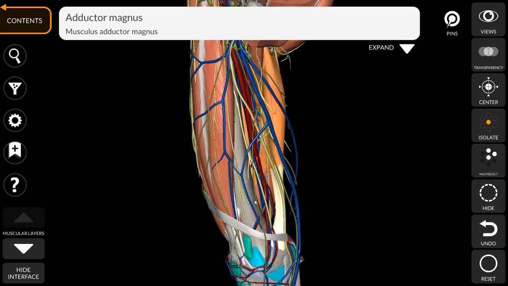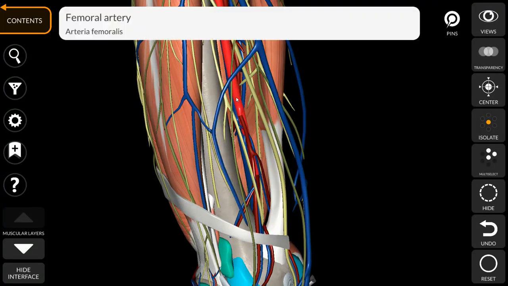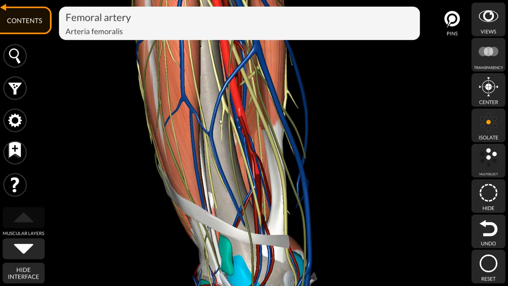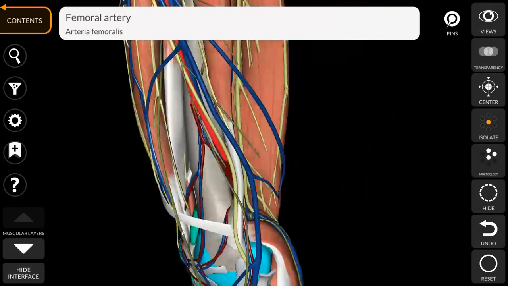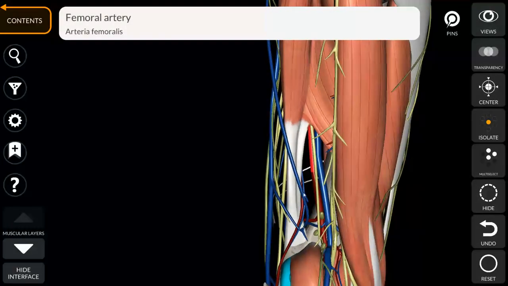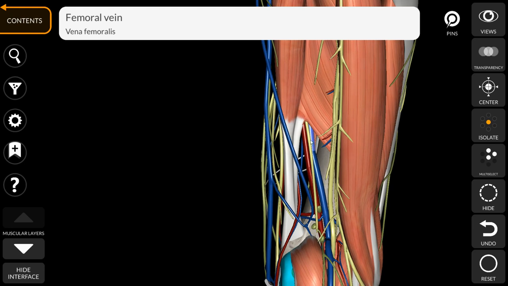Can you see this opening? This opening we call the adductor hiatus. And if you focus on this adductor hiatus, can you see this artery enter it? So this artery we call the femoral artery, class. This is a very clear diagram actually. This is the femoral artery, and also you have the femoral vein, right?